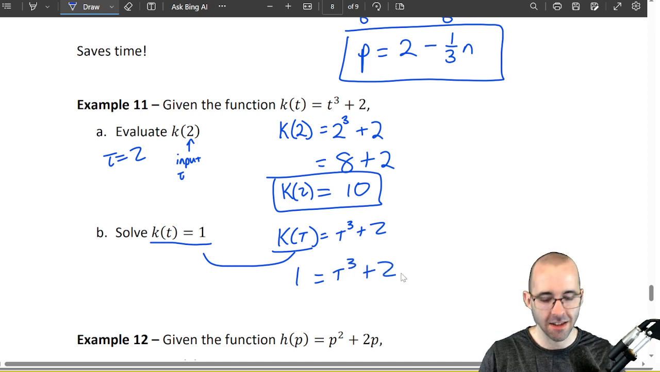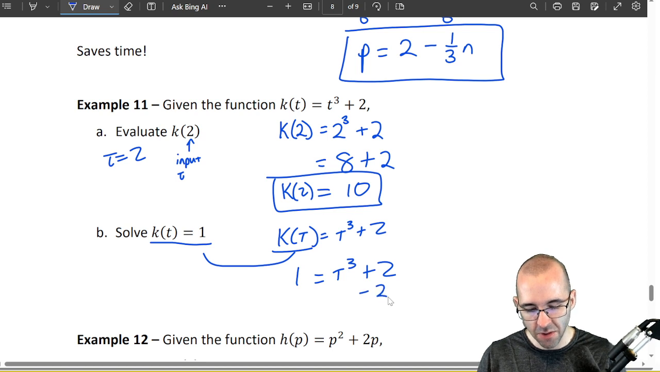And now we solve for t. We'll subtract 2 from both sides. 1 minus 2 is -1. We're left with t cubed. Take the cube root of both sides.